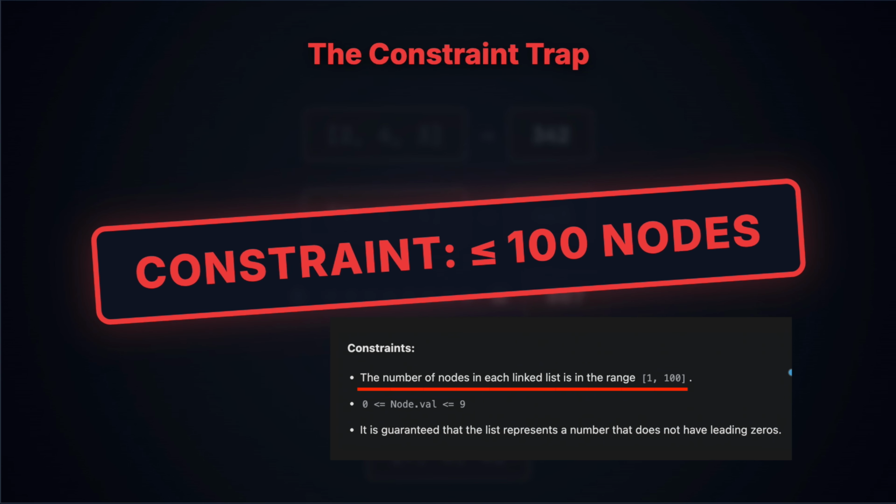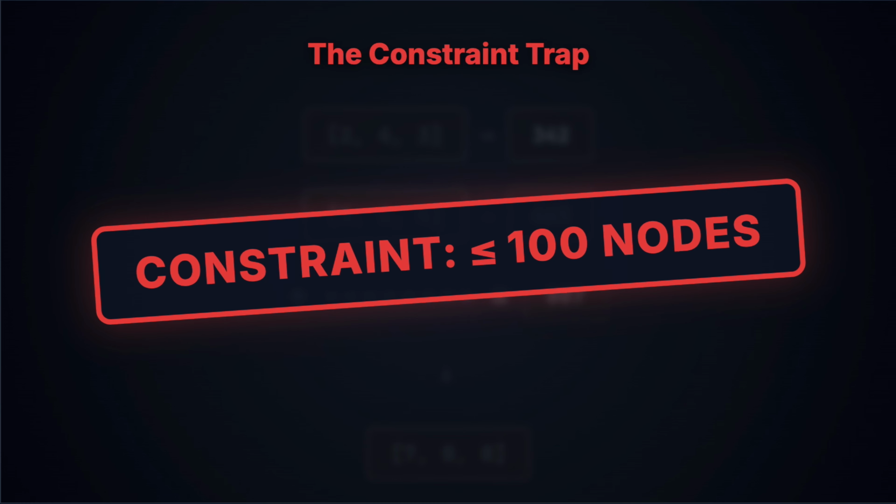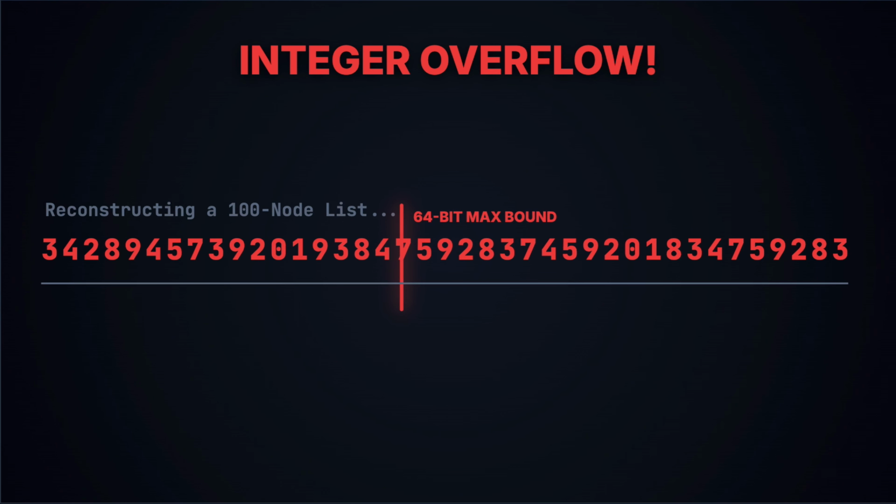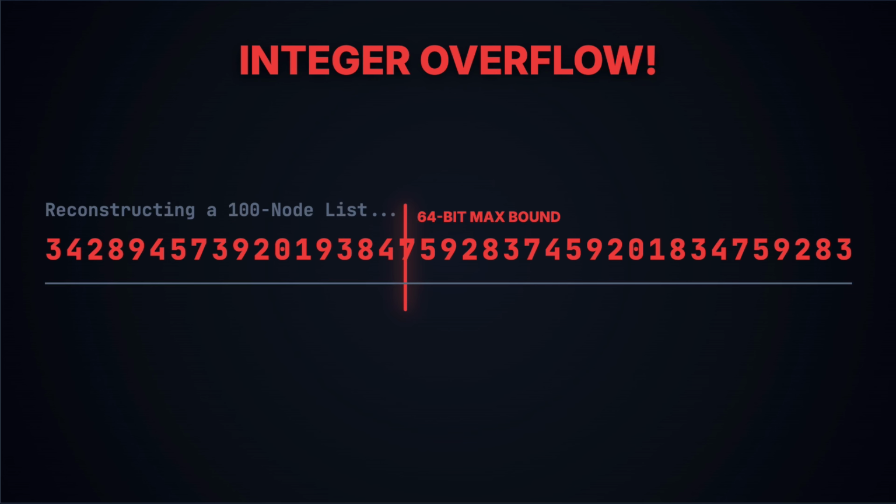These lists can hold up to 100 digits. A 100-digit number will instantly overflow a standard 64-bit integer. Even if you're using a language that handles massive numbers automatically under the hood, relying on that defeats the whole purpose of the problem. It's a guaranteed red flag in an interview. So how can we add these together without ever building such a giant integer?